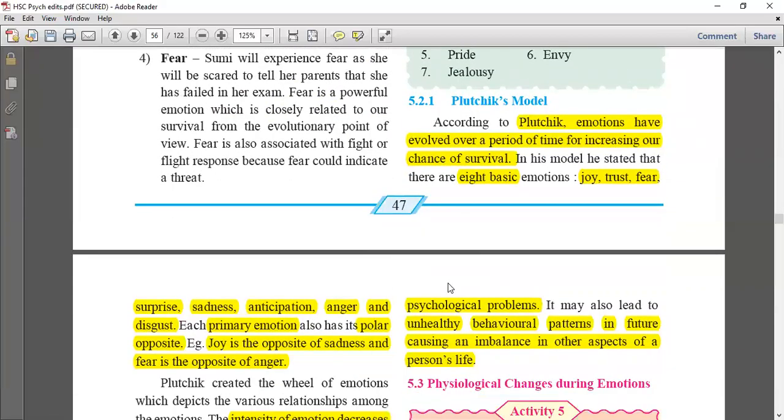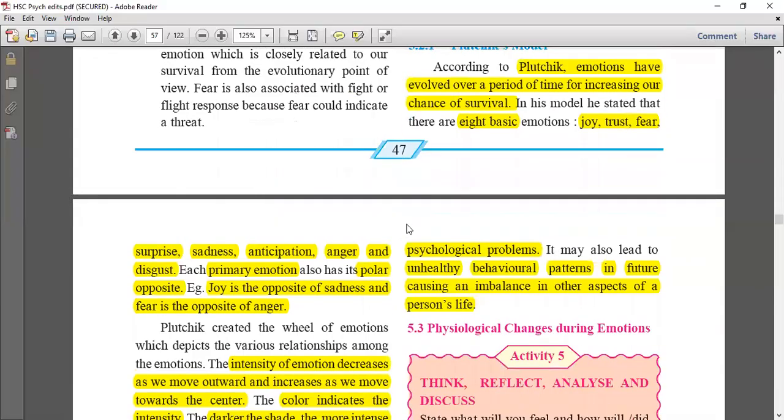Okay, let's go for Plutchik's model. Plutchik's model says emotions have evolved over a period of time for increasing our chances of survival. He says that emotions have evolved so that we are better at surviving, like the Darwin theory, that we are constantly evolving. So he says that there are 8 basic emotions.